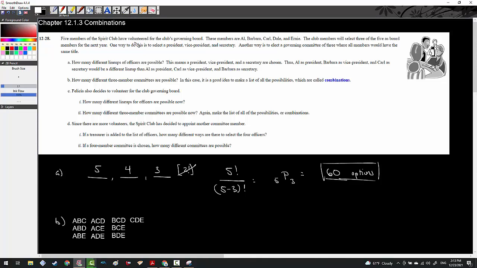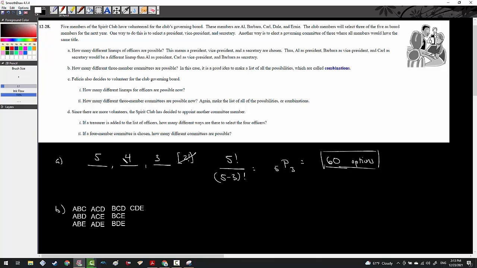Now, notice how in the committee, if all of their responsibilities are the same and they have the same title, the order isn't going to matter. So I don't need to consider Carl, then Al, and then Barbara, because that's the same situation as Al, Barbara, and Carl, or if Barbara led the team first. So these are all the possible scenarios for a combination. It looks like there's only 10 options here.